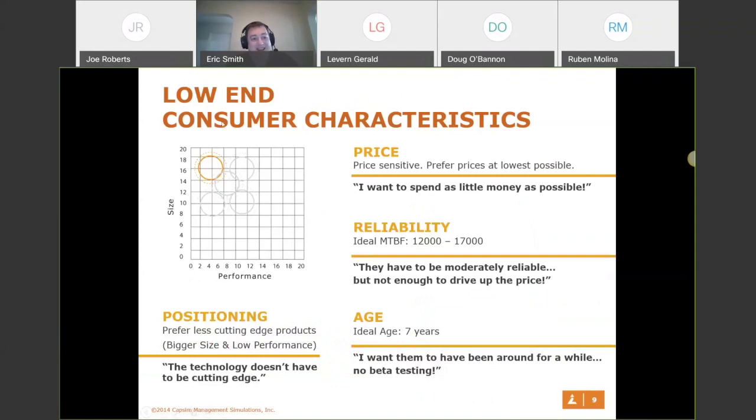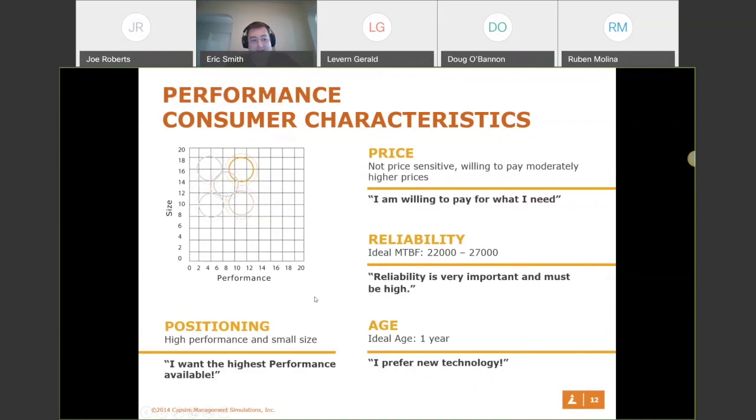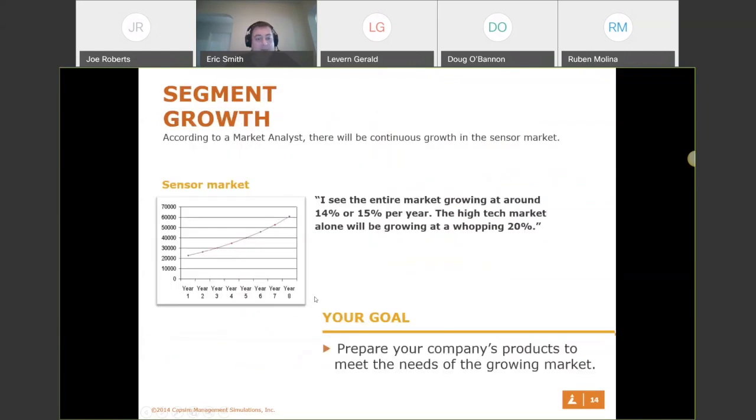Exactly. The next 5 slides, I'm just going to quickly go through. These talk about each of the markets one by one. It goes back to what I was saying about low end being price sensitive and high end being more cutting edge. The marketplace in general grows by about 14% per year.